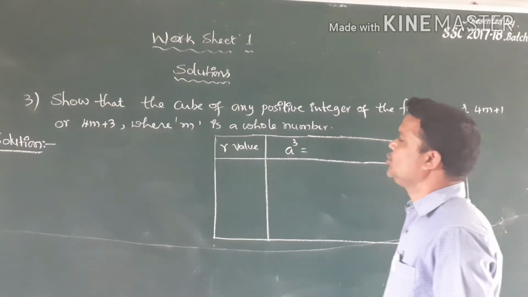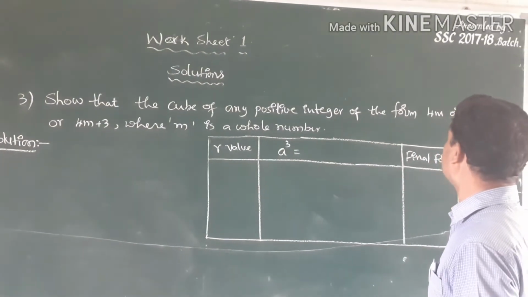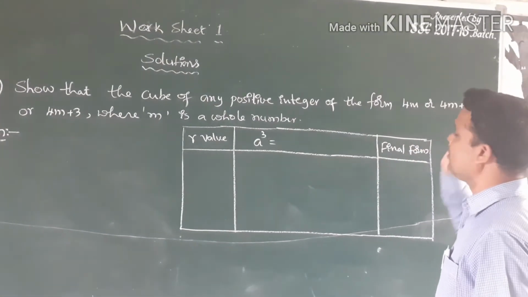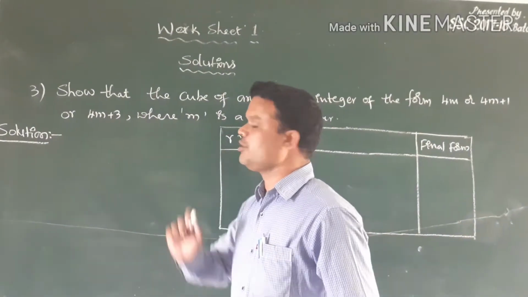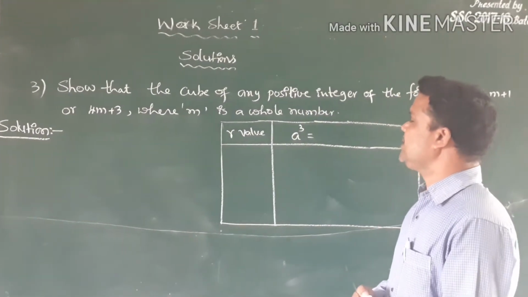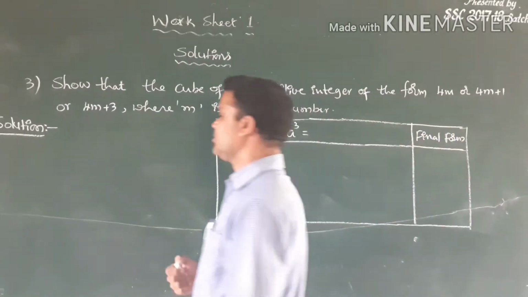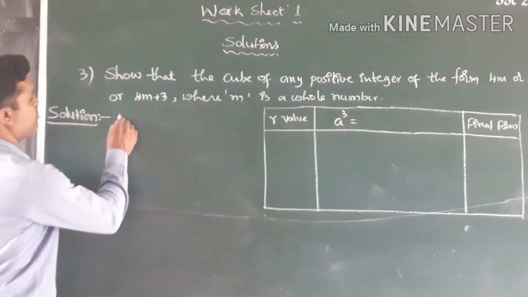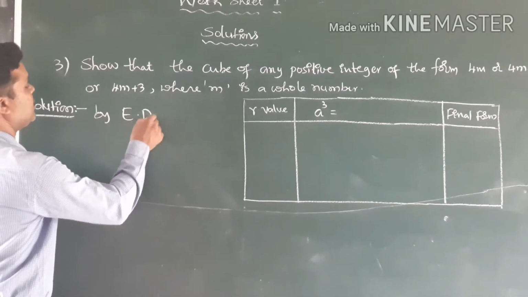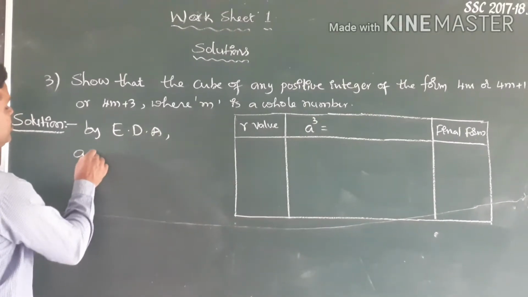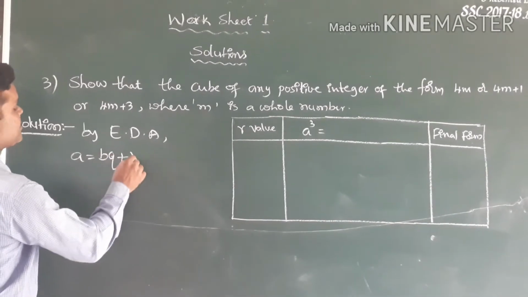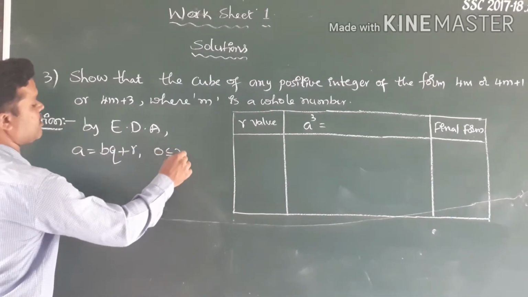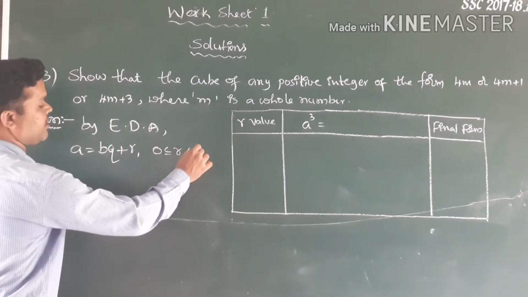Show that the cube of any positive integer is of the form 4m or 4m plus 1 or 4m plus 3, where m is a whole number. This solution also goes through the Euclid division algorithm. By Euclid division algorithm, a is equal to bq plus r, where 0 is less than or equal to r, r is less than b.